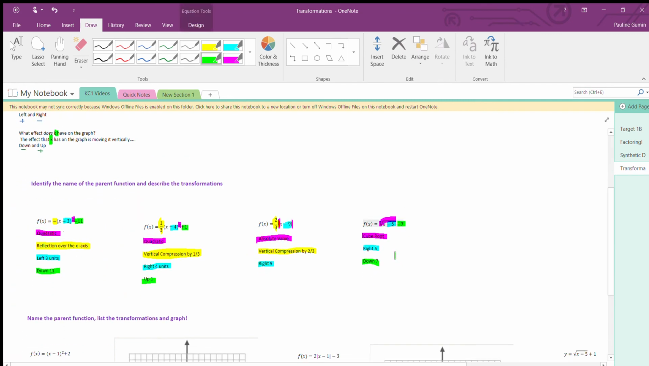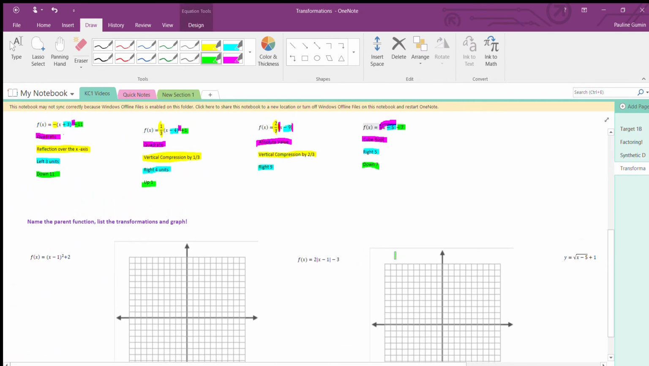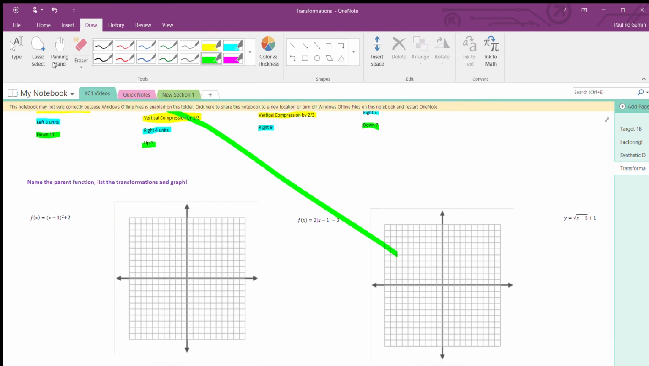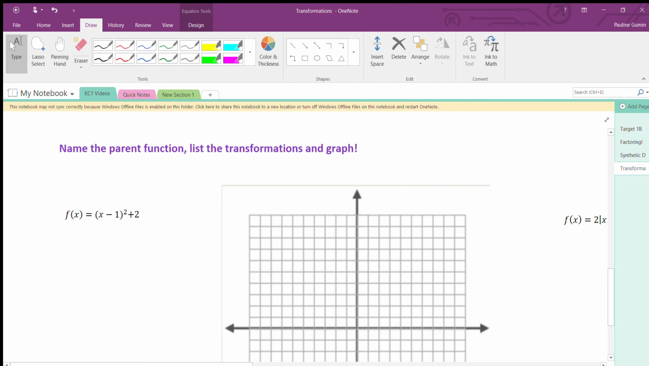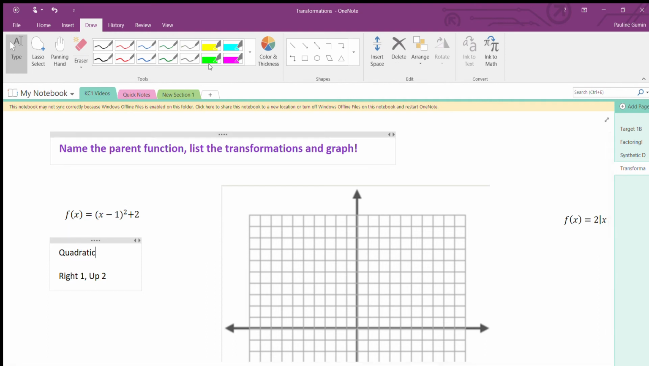All right. If you have any questions, don't hesitate to ask me or whoever your teacher is. Okay, so now we're going to name a parent function, list the transformations, and graph them. First things first, this is a quadratic. I see that it's going right 1 and up 2.